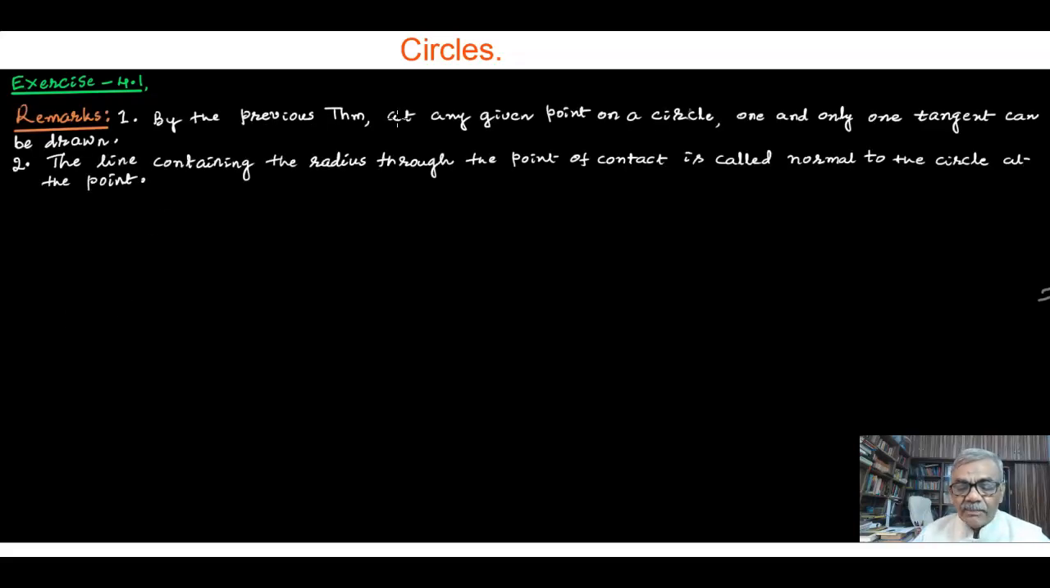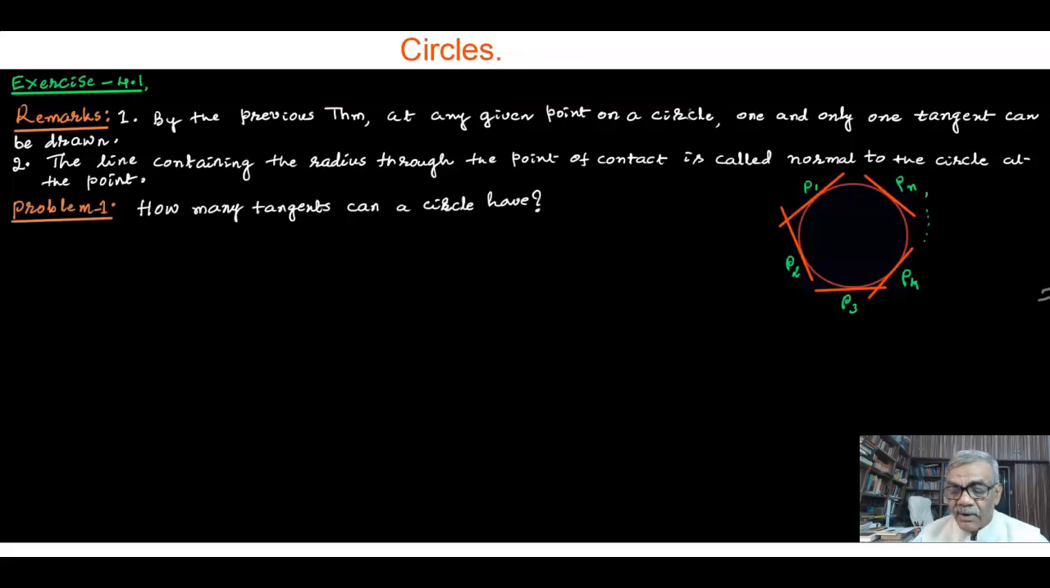Based on the theorem, we are going to solve the problems given in exercise 4.1. Here, first, I would like to consider problem 1 and problem 2. In exercise 4.1, remark one: by the previous theorem, at any given point on a circle, one and only one tangent can be drawn. And second remark: the line containing the radius through the point of contact is called a normal to the circle at the point. Now I would like to consider problem 1.